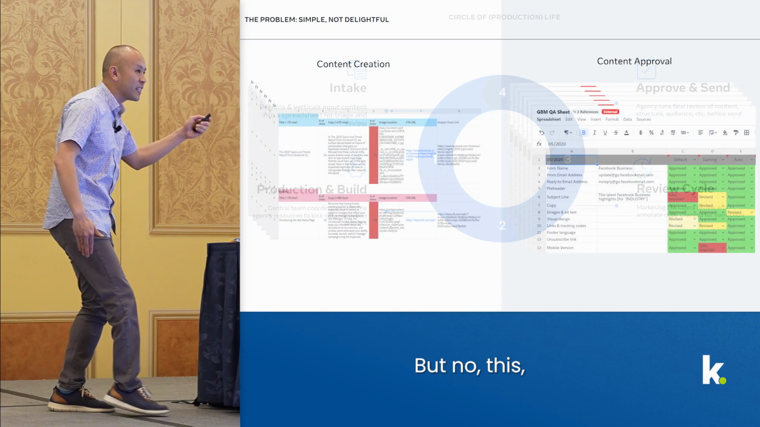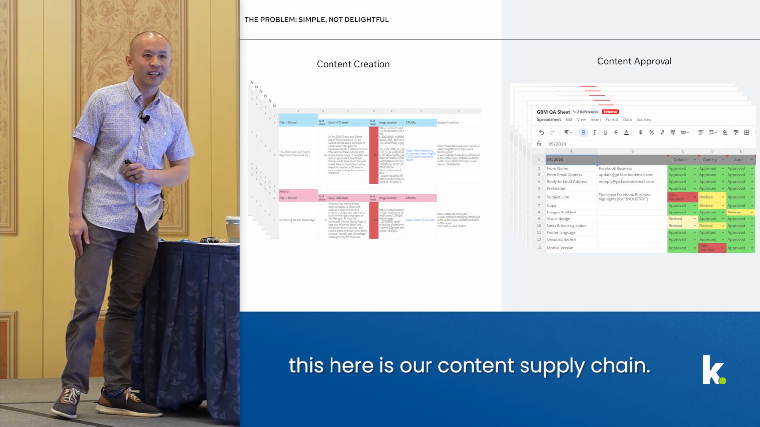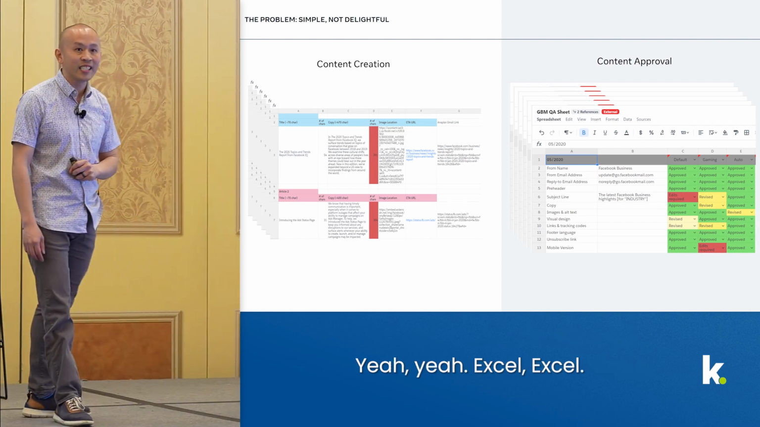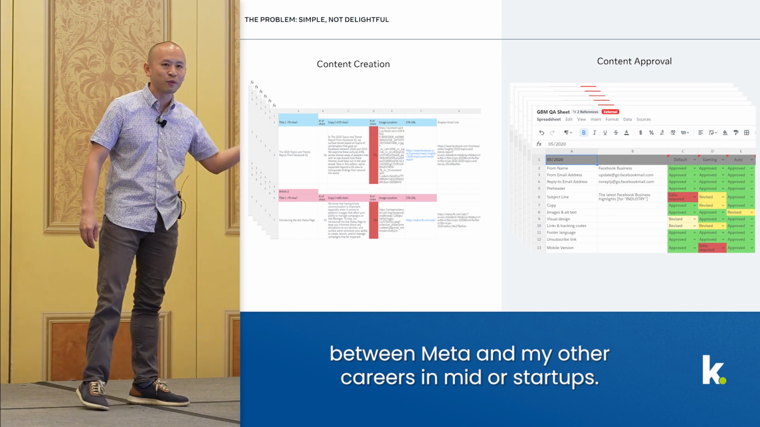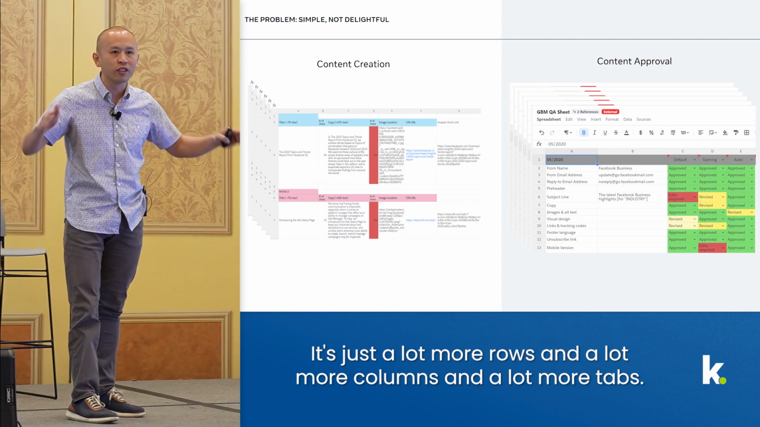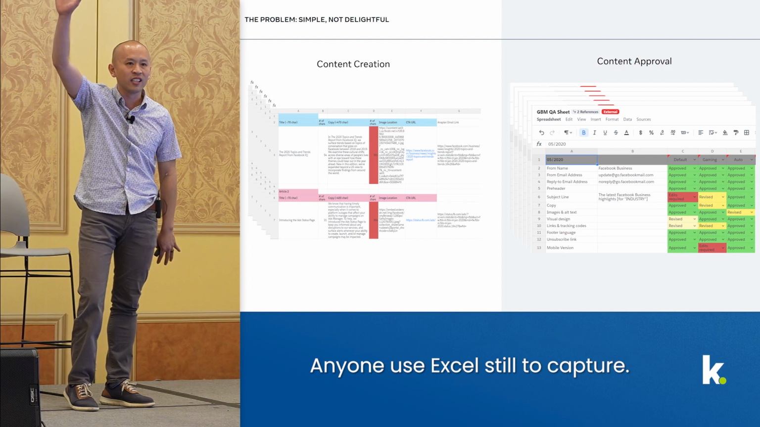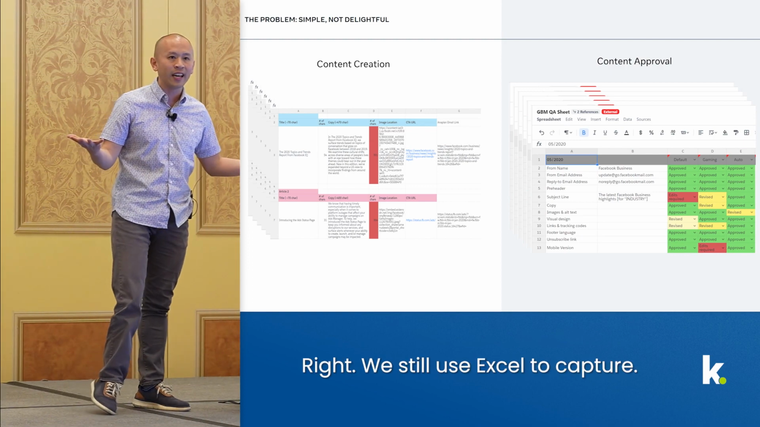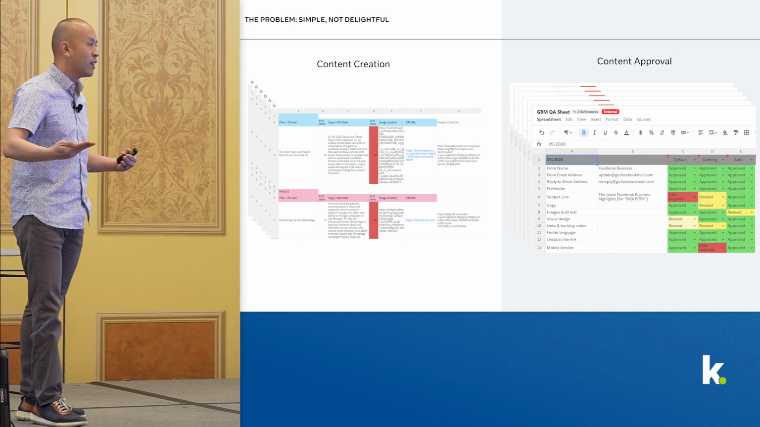But no, this here is our content supply chain. Yeah. Excel. And I'm realizing in my career that the only difference between Meta and my other careers in mid-size companies or startups is just a lot more rows and a lot more columns and a lot more tabs. Show of hands, anyone use Excel still to capture? Thank you for the solidarity. We still use Excel to capture.